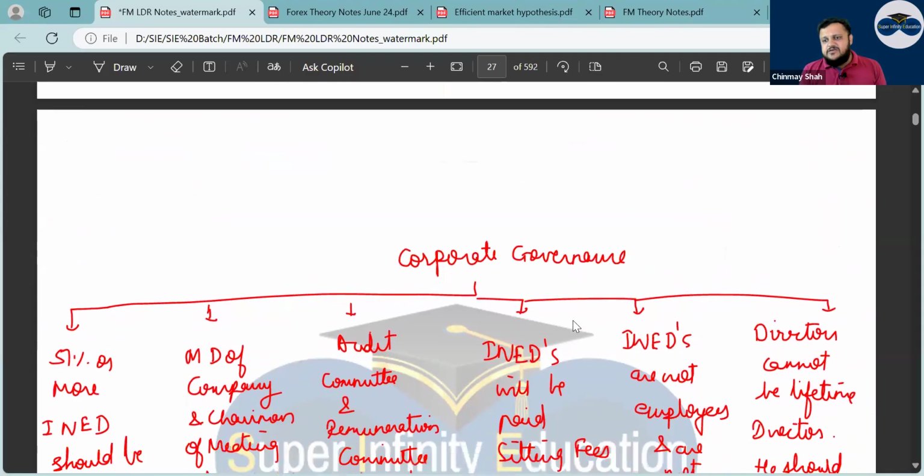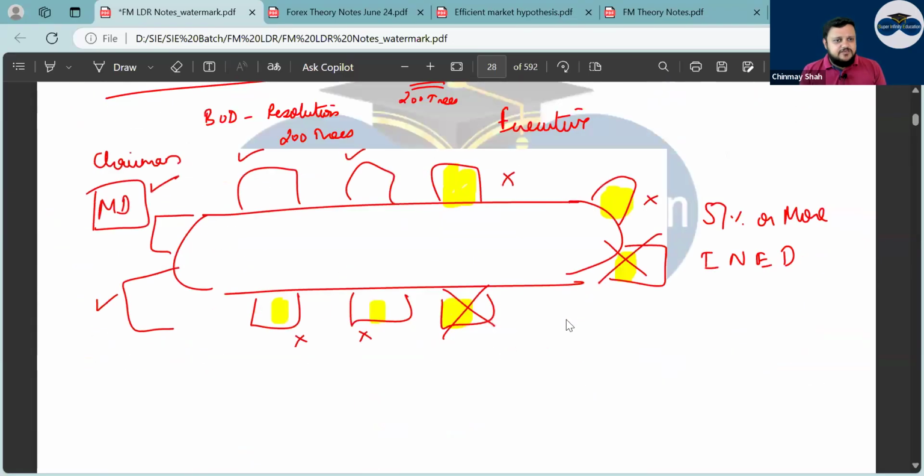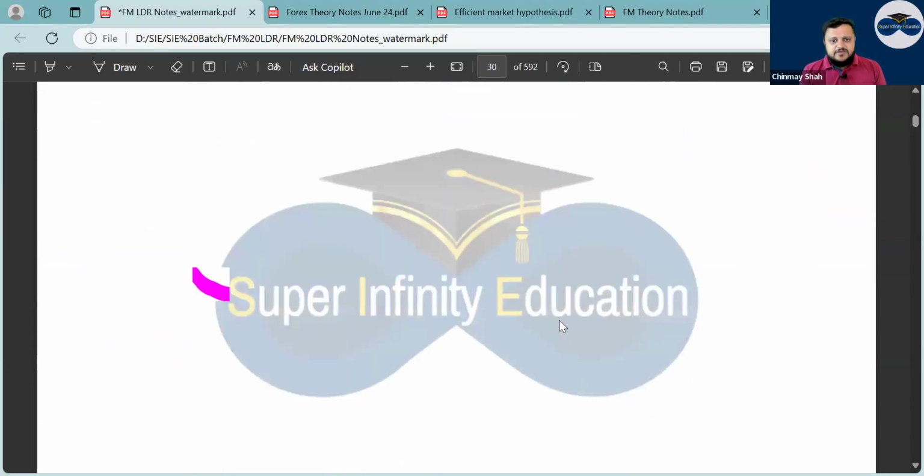Directors cannot be lifetime directors. They should, every 3 years, propose a reappointment. These are the points that are there for corporate governance.